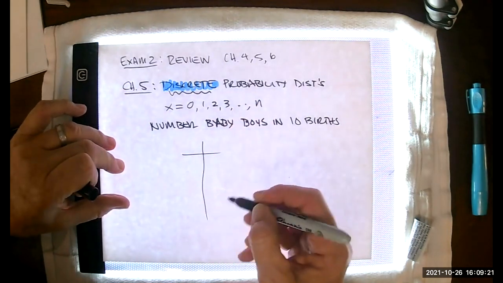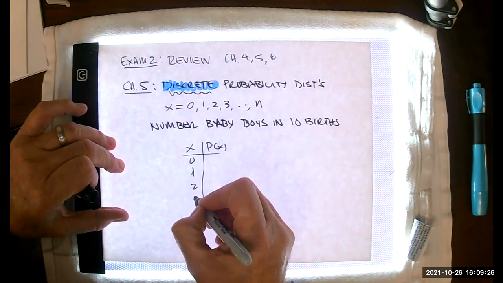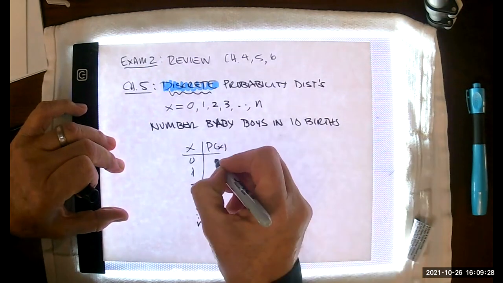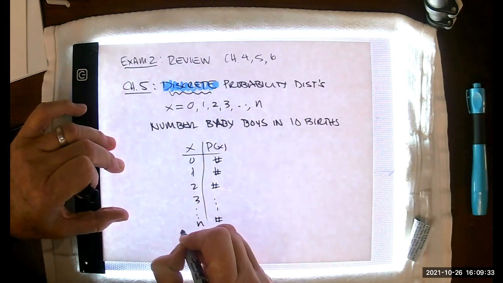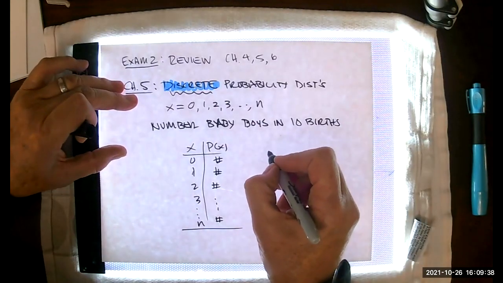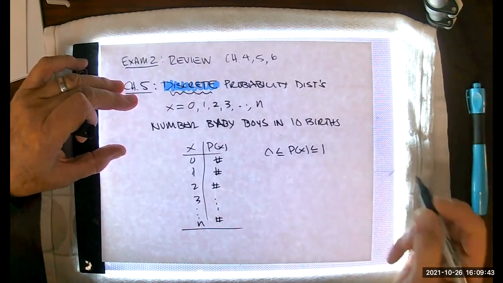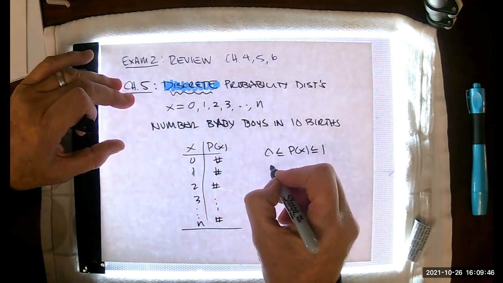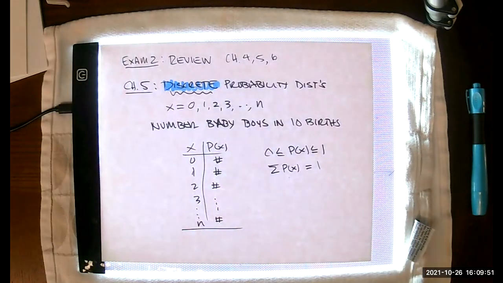Usually they were presented a couple of different ways, most often in tables. And then we'll have the probabilities here. And there were a couple of requirements for each of the probabilities. The first requirement was that all probabilities had to fall somewhere between 0 and 1 inclusive. And if we sum or add those probabilities, it has to sum to 1. Those are the basic requirements of our discrete probability distributions.